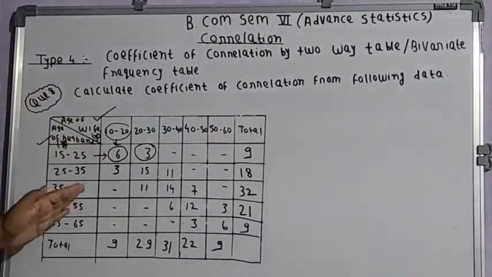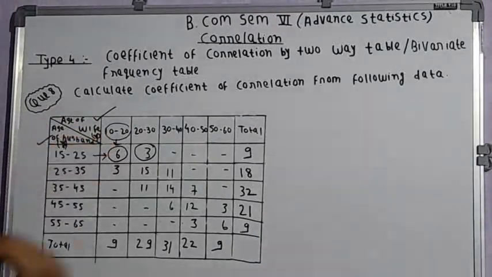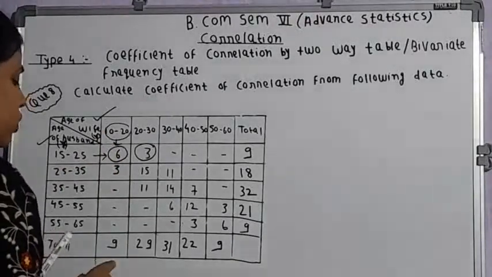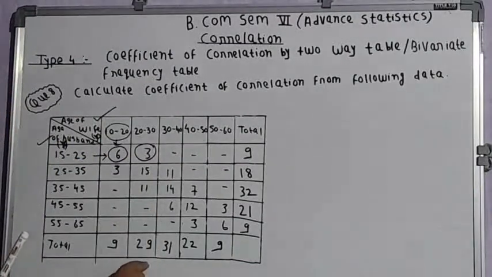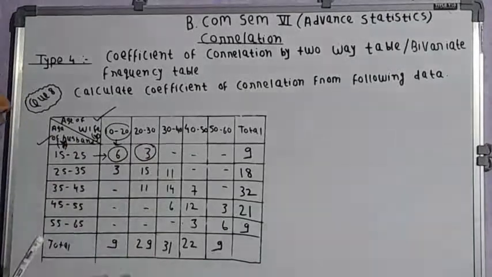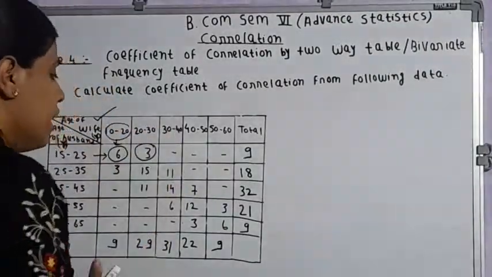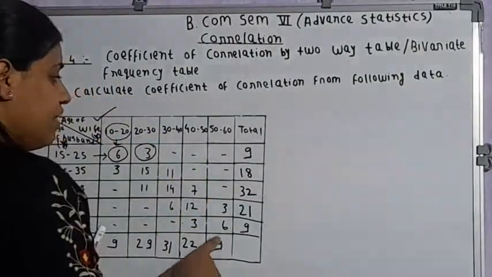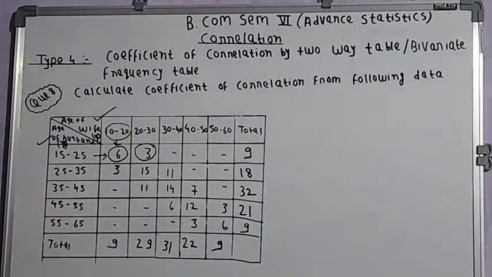And here what is given? Total number of wives, because Y is representing the total number of wives. So we have 9 wives belonging to the age group between 10 to 20 years, then 29 wives between 20 to 30, 31 wives between 30 to 40, 22 wives between 40 to 50, and 9 wives between 50 to 60. So this way we have got the total number of wives belonging to different age groups.